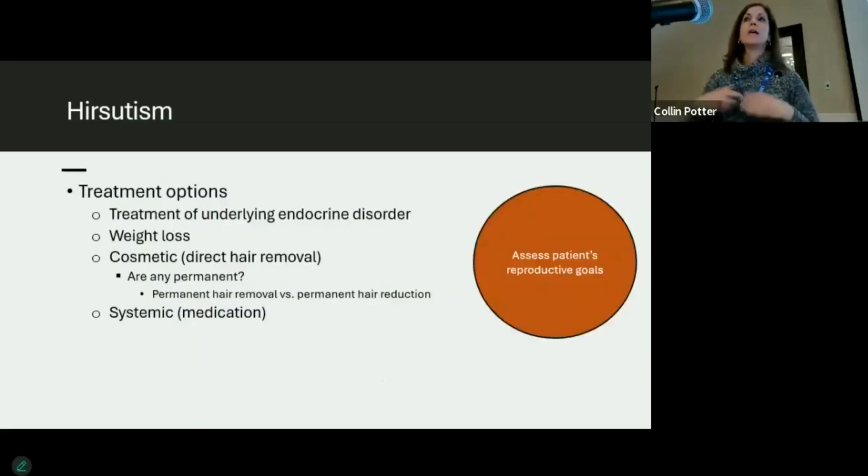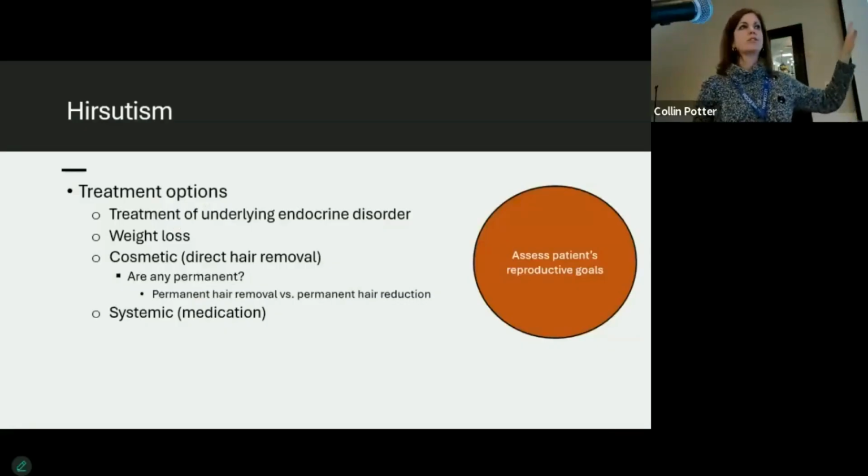So what do we have? We could treat the underlying endocrine disorder, and we could encourage weight loss, if it was appropriate for that patient. There are cosmetic treatments, and then there are systemic treatments as well. It's very important, though, to find out what the patient's reproductive goals are, because that will give us some information about which direction we should safely go for the patient. A lot of these things, though, are not separate, and they're not necessarily in a stepwise fashion.